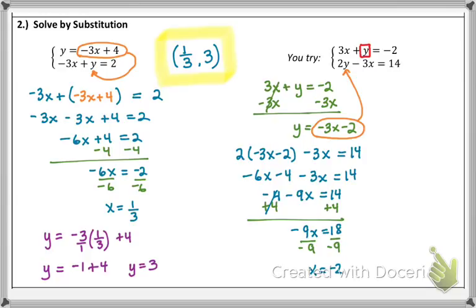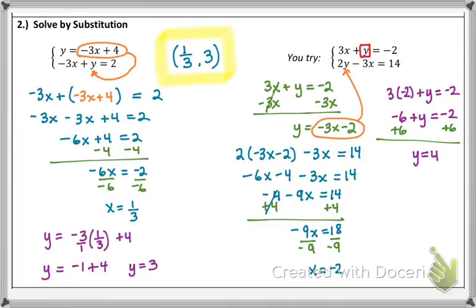So either one that you like. I'm just going to pick the first one. So the first one is 3 times, instead of x, I now know it is negative 2, plus y equals negative 2. Negative 6 plus y equals negative 2. And then we can add 6 on both sides, and y is equal to 4.